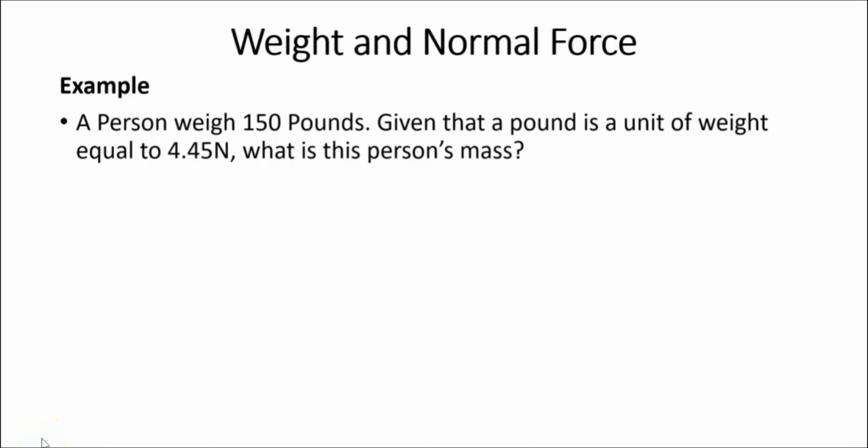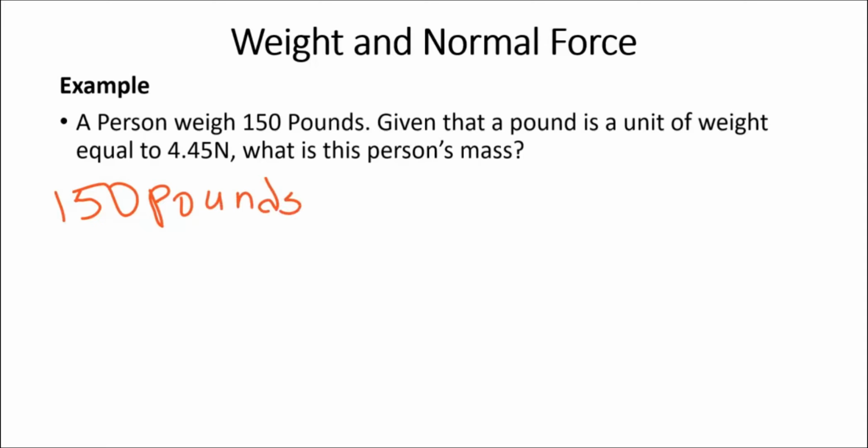A person weighs 150 pounds. Given that a pound is a unit of weight equal to 4.45 Newtons, what is this person's mass? So this is just simple calculations. Now we are told that this person weighs 150 pounds.